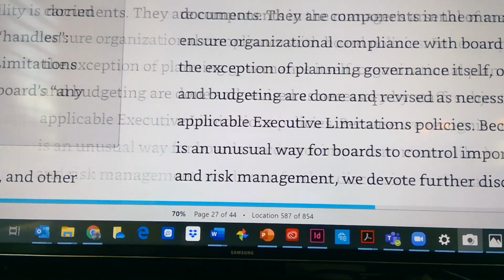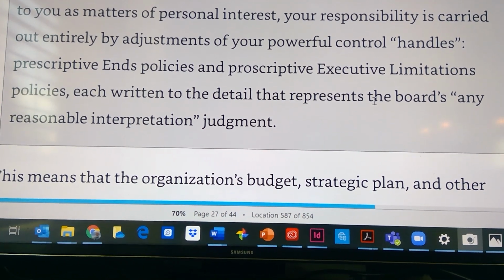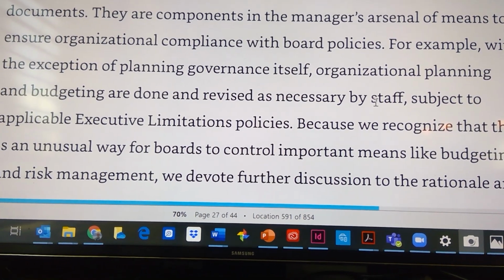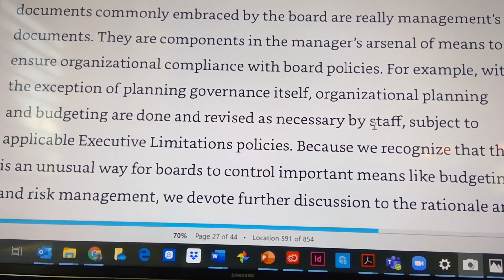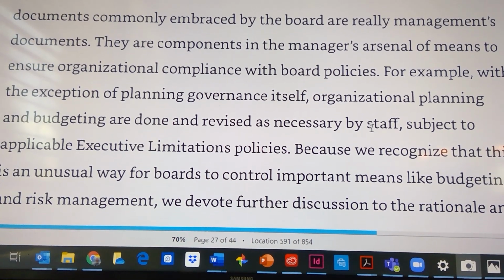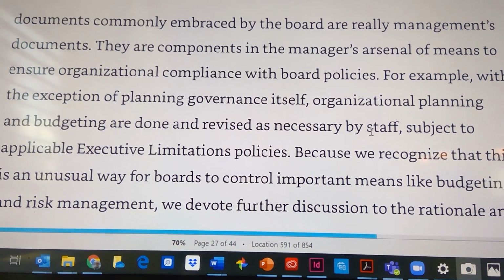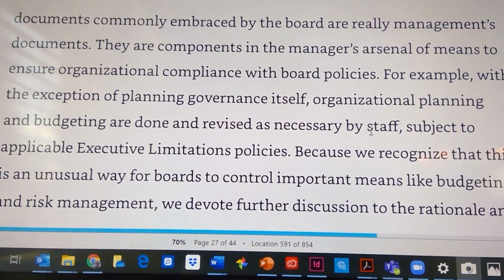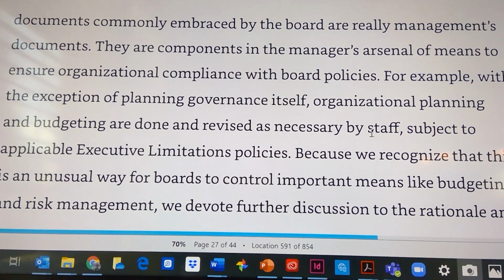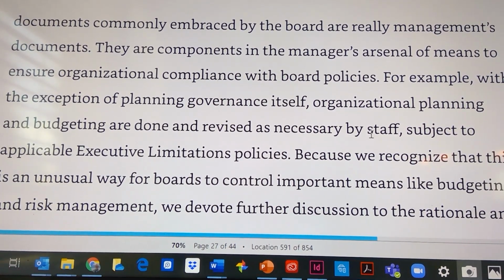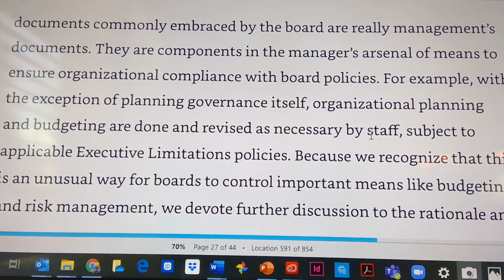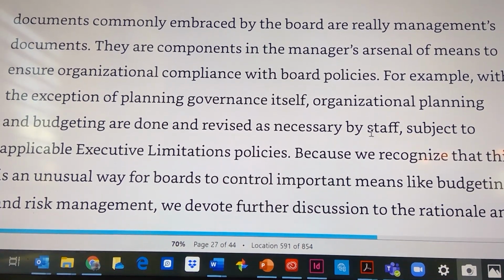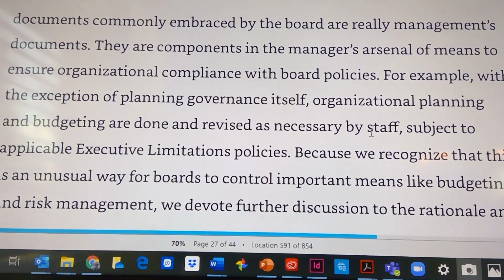Okay, let's be clear here now. He's talking about the budget, strategic plan, and other documents commonly embraced by the board are really management's documents. So they're not supposed to be managed by the board, according to Carver, but by the management, by the CEO and his team. They are components in the manager's arsenal of means to ensure organizational compliance with board policies. So, for example, with the exception of planning governance itself, organizational planning and budgeting are done and revised as necessary by staff, subject to applicable executive limitations policies.